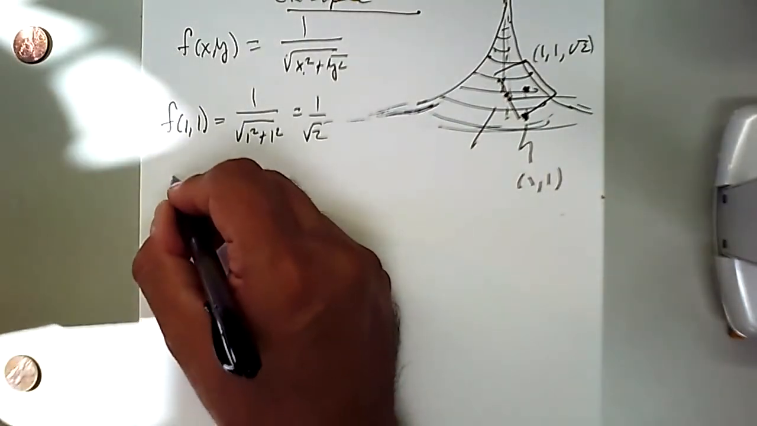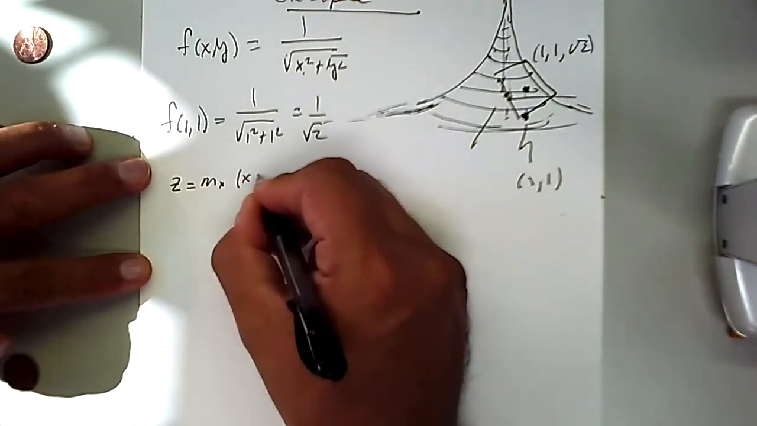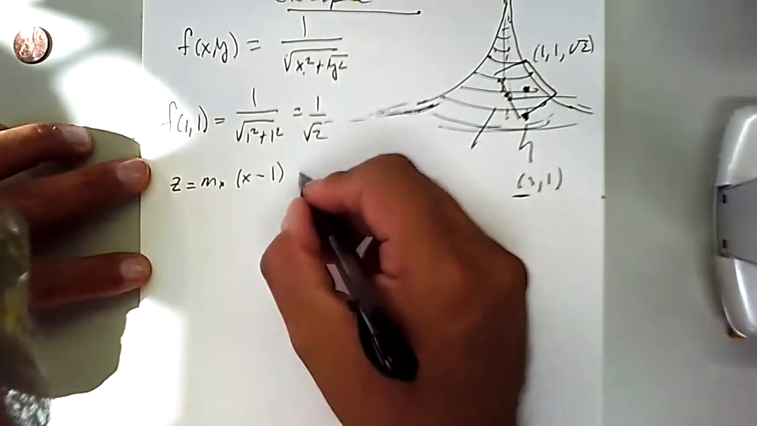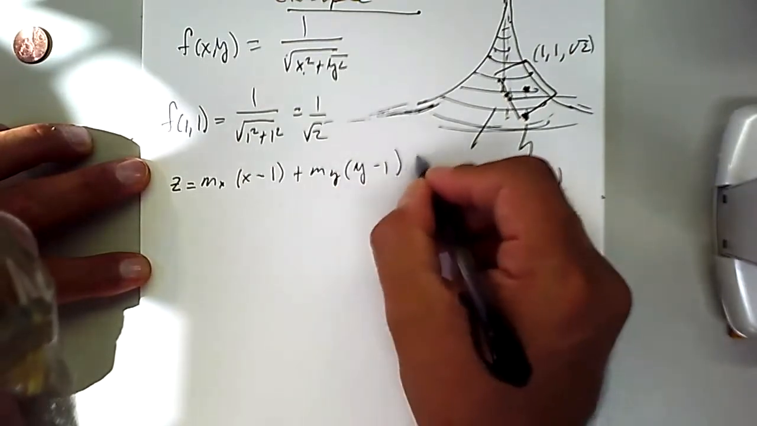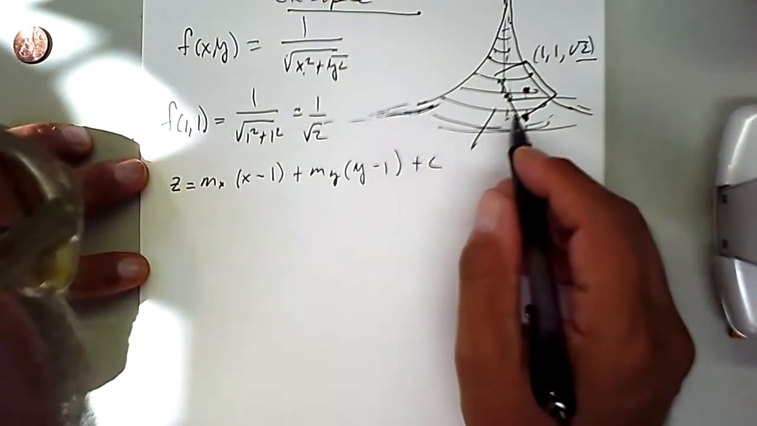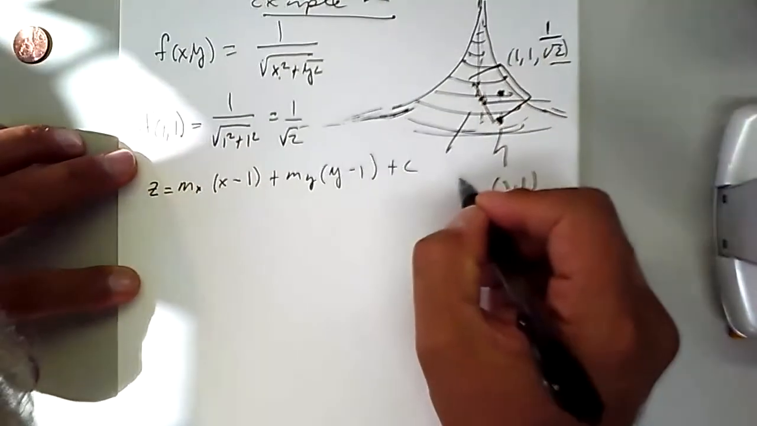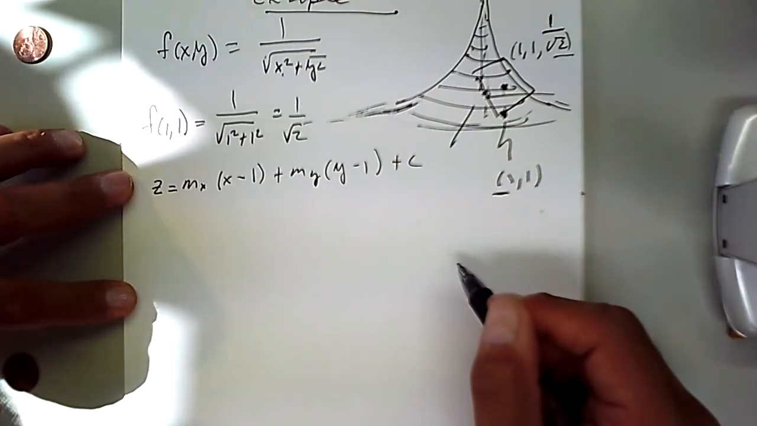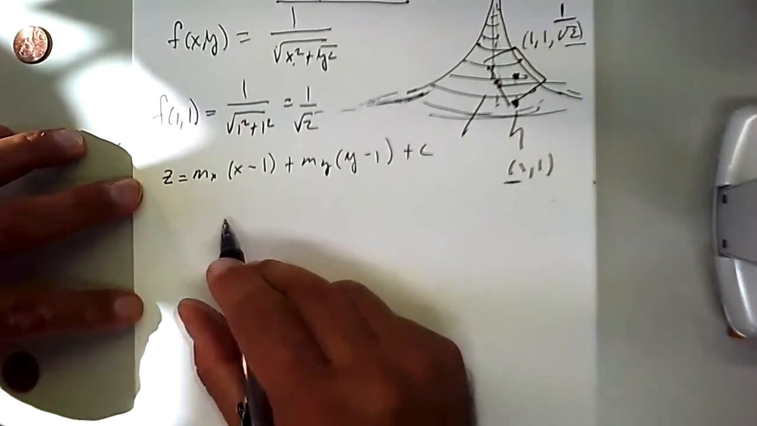Well, the formula calls for z equals m sub x, x minus 1, remember the x value, plus m sub y, y minus 1, plus c. And we know c is the square root of 2. We just found that out. Actually, well, it is 1 over the square root of 2, not just square root of 2, because we're in the reciprocal. Okay, so the only thing left to do is to figure out the m sub x and m sub y.